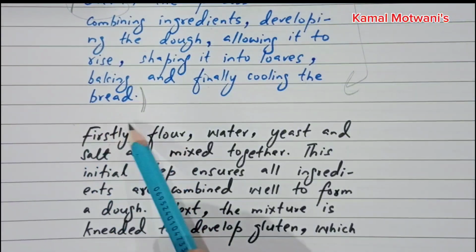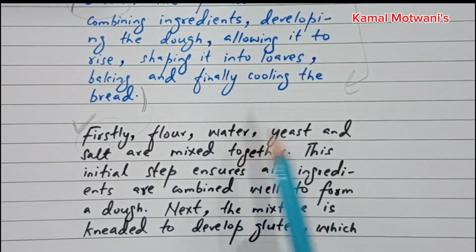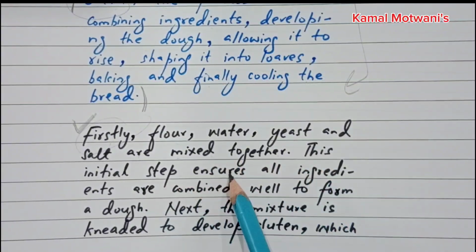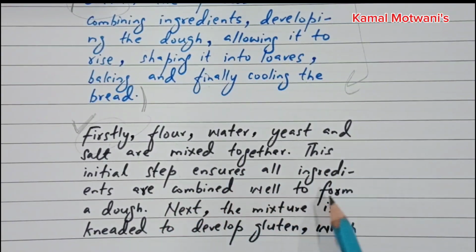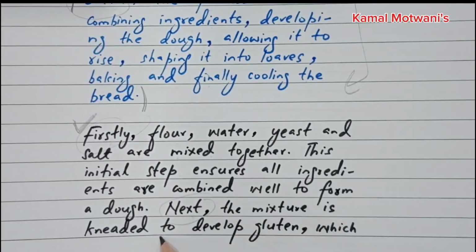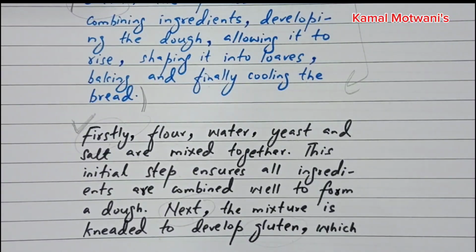Firstly, this connector is very necessary, because we are going to explain the first process. Firstly, flour, water, yeast, and salt are mixed together. This initial step ensures all ingredients are combined well to form a dough. Next, now I'm moving on to the second step. The mixture is kneaded to develop gluten. Now, what does gluten mean? Gluten means when the flour is kneaded well, then it develops a binding force in this kneaded flour. So that's how the gluten is developed.